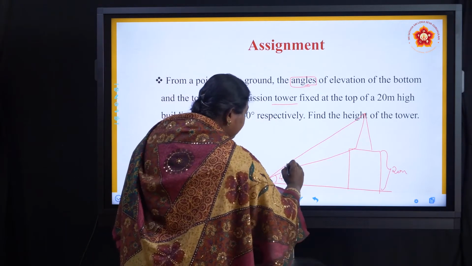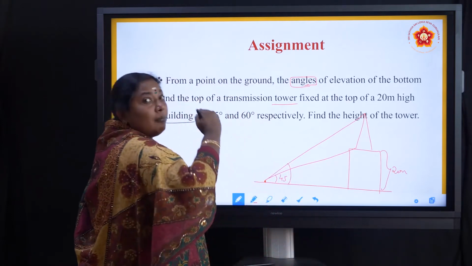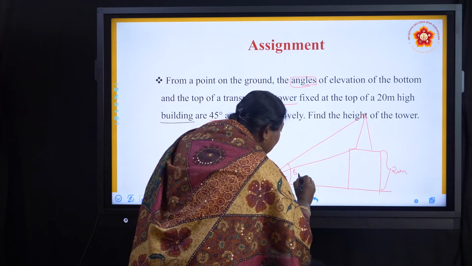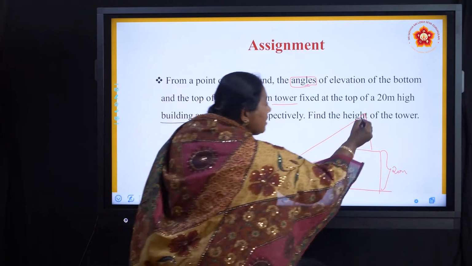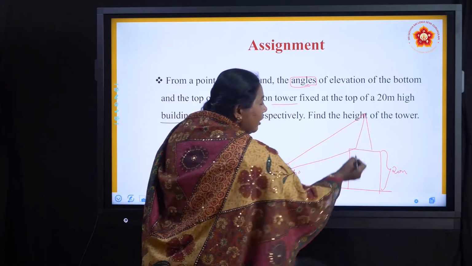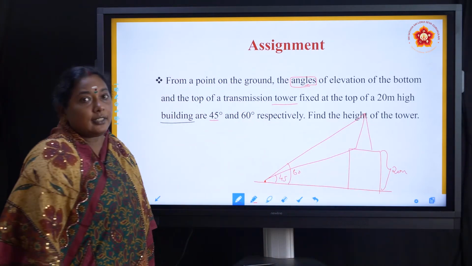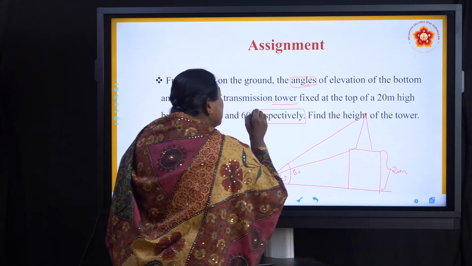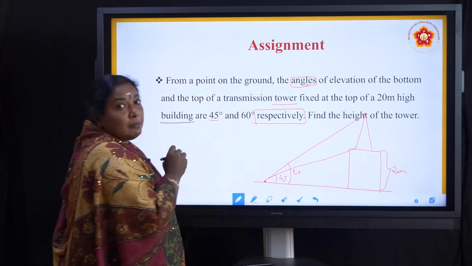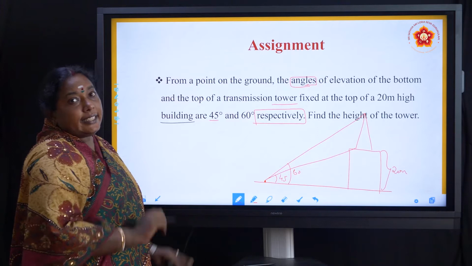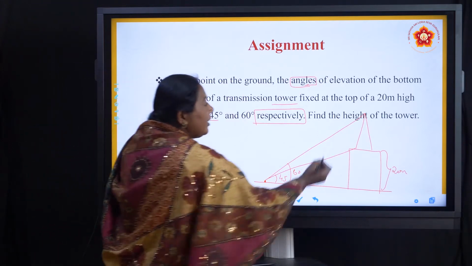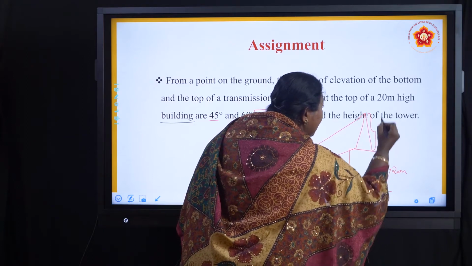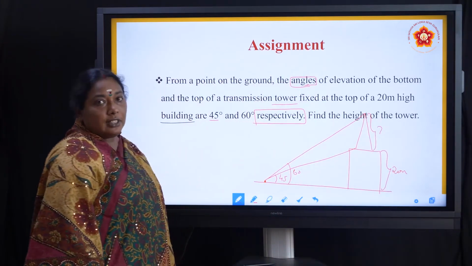For the top, I am going to move my head a little bit higher, so my angle of elevation will be high. So for the top it is 60 degrees, and for the bottom it is 45 degrees. They have also used the word respectively. If you know the meaning of respectively, you can write it easily. What I have to find is the height of the tower.